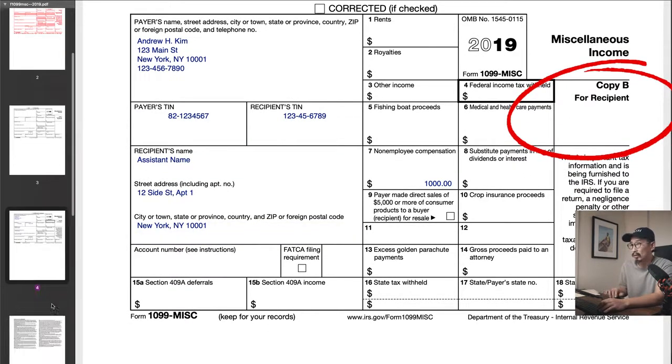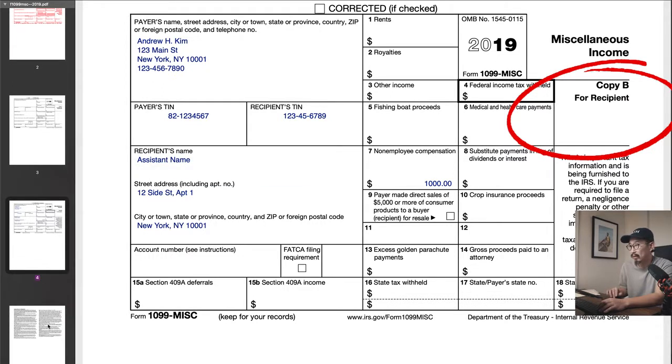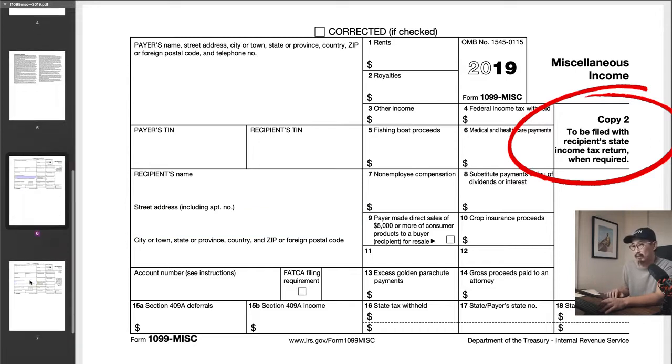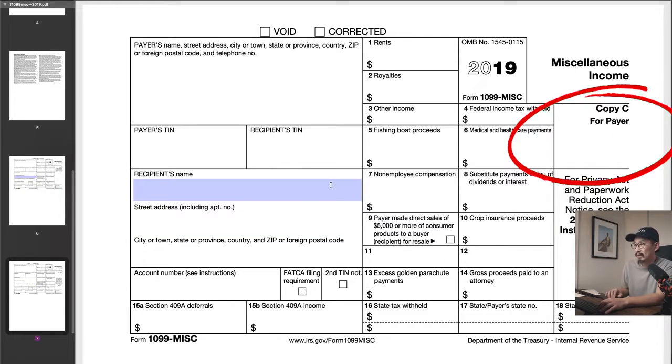Copy B will go to the assistant or the contractor, and copy 2 is for their state if they need to file for their state as well. And copy C is the bottom copy, which is your copy for your records.